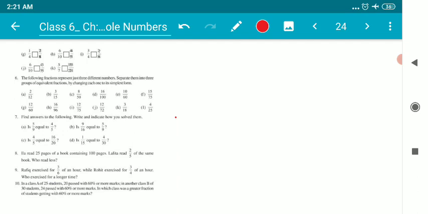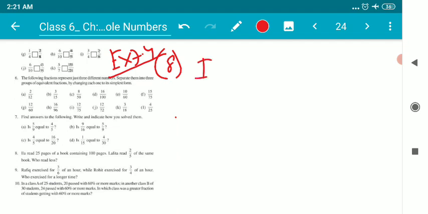Children, I want you to learn question number 8, which is about the problem sums, exercise 7.4, question number 8. Question number 8, question number 9, question number 10 are similar questions, but I want you to know how to solve, dealing with fractions in problem sums. Question number 8. Ila read 25 pages of a book containing 100 pages.